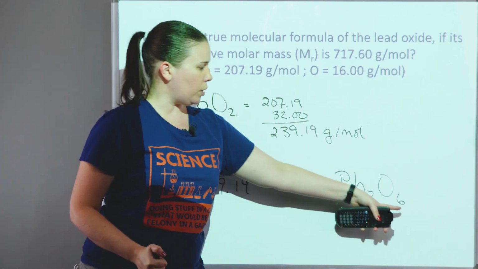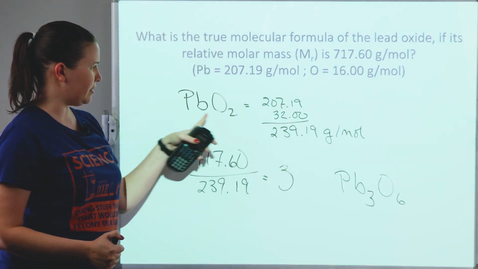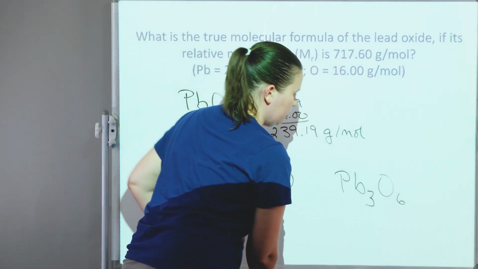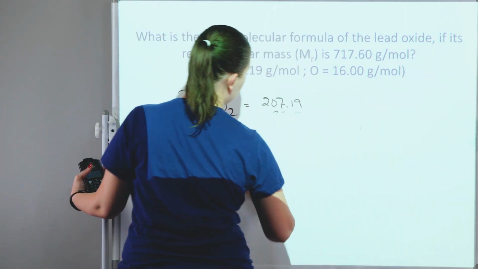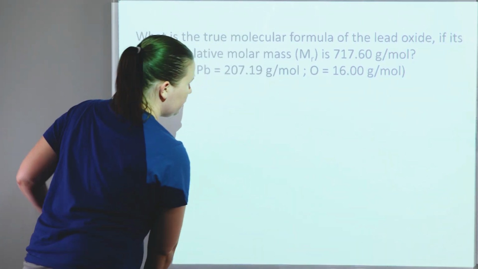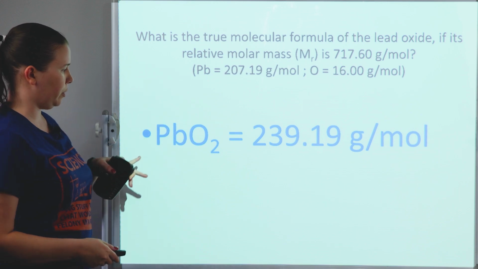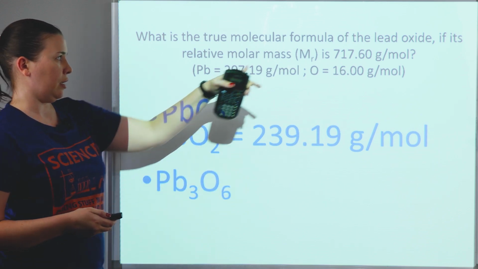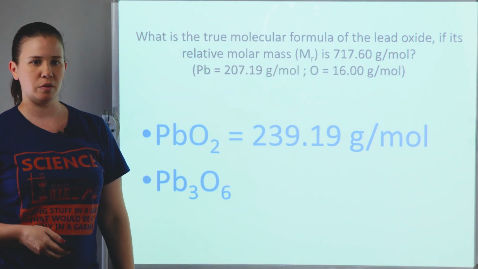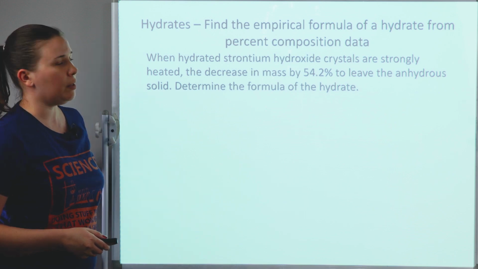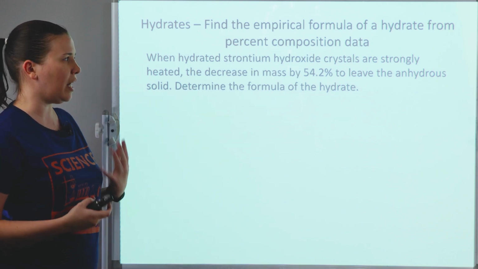Notice that it still has twice as many oxygens as lead, exactly what I showed in the empirical formula. So Pb3O6, final answer for our molecular formula, based on our multiplying factor compared to the empirical formula's molar mass in order to get the molar mass that's given. So Pb3O6.